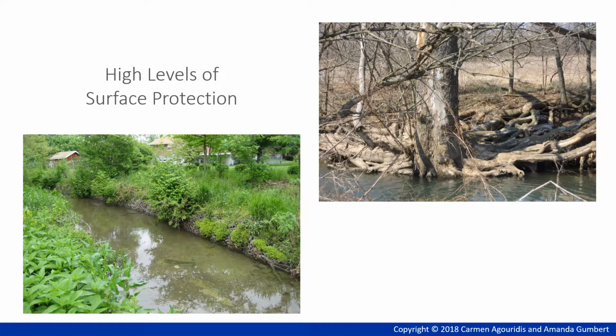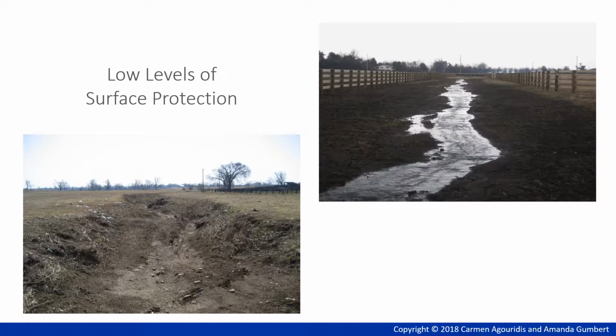These photos show high levels of surface protection. In the photo on the top right, the extensive root system of a tree is protecting the stream bank. In the photo on the bottom left, gabion baskets are providing protection for the stream bank. Contrast the previous photos with these, where surface protection is quite low. Even vegetation, which can offer surface protection, is largely absent.